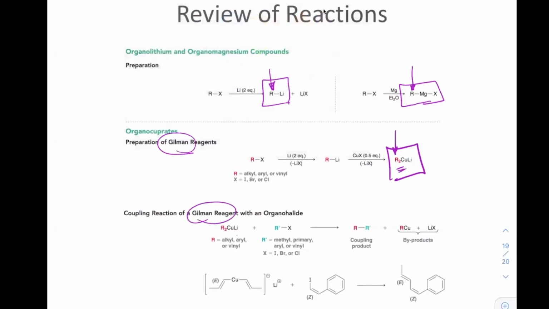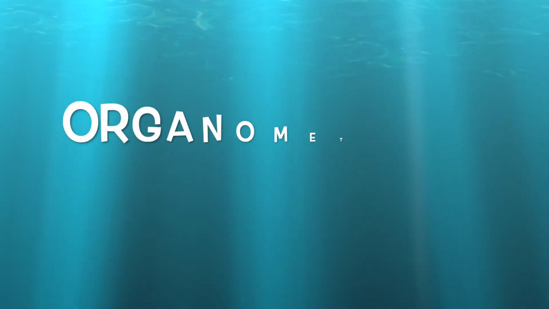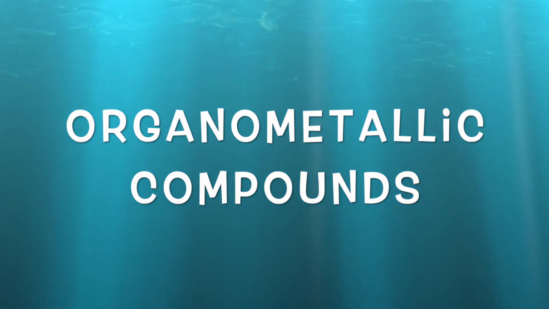So we have the Gilman produced from one alkyl halide shown here, and then we have a second alkyl halide, and then we can actually make this new carbon-carbon bond, which is pretty cool. Have fun making new carbon-carbon bonds.